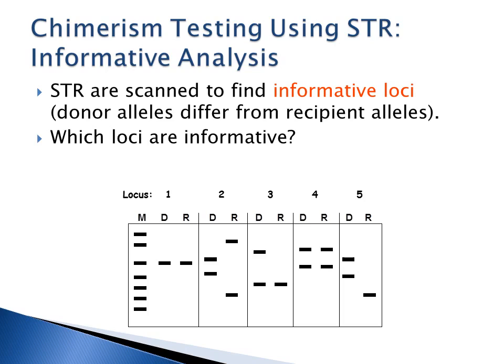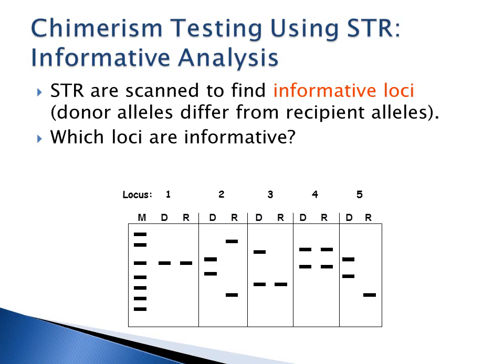So for example, if you look at 5 different loci, you have your marker, your donor, and your recipient, which loci in this example would be considered informative? So for locus 1, your donor and your recipient genotype is exactly the same, so that's not going to be informative. Locus 2, your donor and recipient genotypes are completely different, so that is an informative locus.